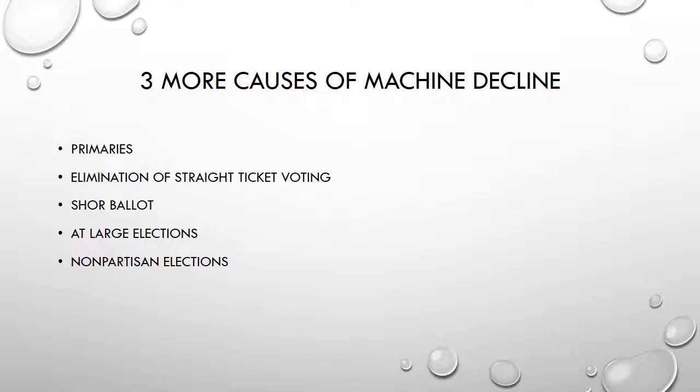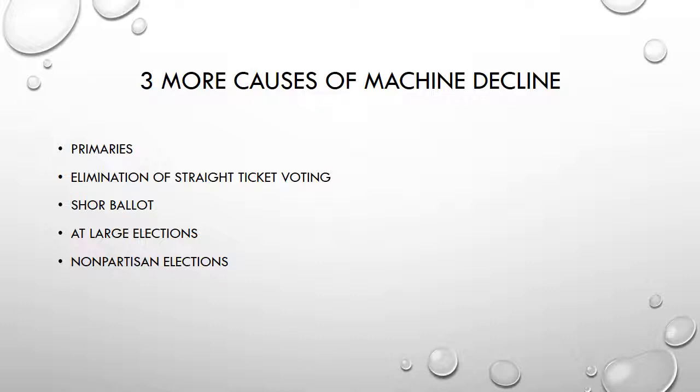Another thing was the elimination of straight ticket voting. You could go in there and just make one mark on a ballot when they had straight ticket voting. You make the mark on the top with the party, and that would vote for all the candidates of the party throughout the ballot. So you could be in the voting booth for about 5 seconds, and that would be the end of it. And we got rid of the idea of straight ticket voting, and as a result, that weakened the parties as well, or weakened the machine, I should say.